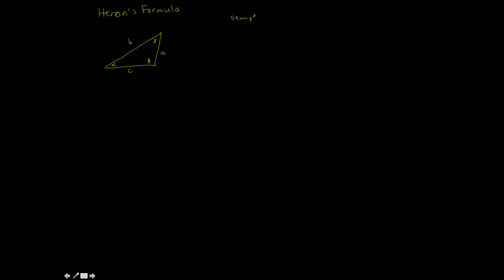So we have something called the semi-perimeter. Heron developed something called the semi-perimeter, which we denote with the letter S. So what he says, the semi-perimeter equals the perimeter of this triangle divided by 2. The perimeter divided by 2. And once you find that, then you can use Heron's formula to find the area.